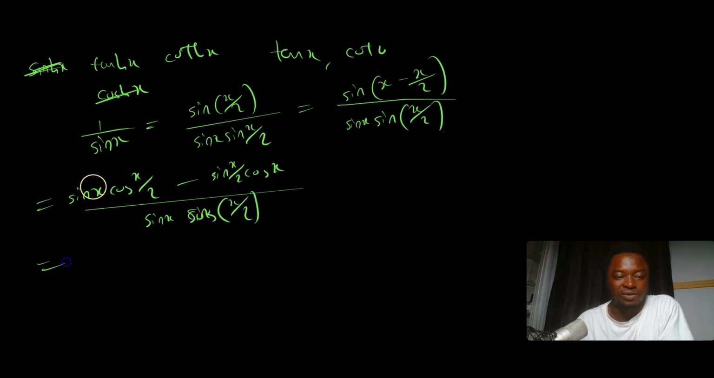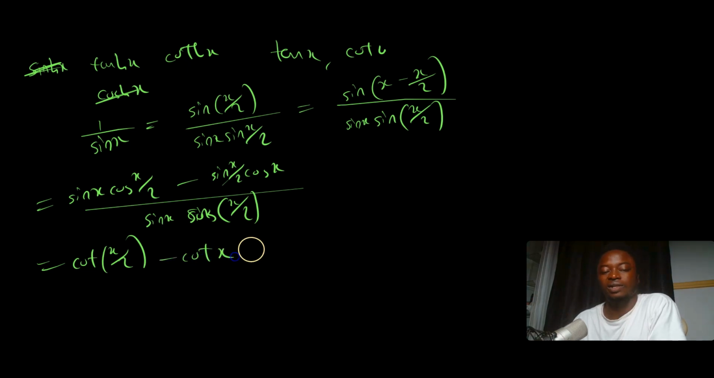So in this case, this cancels out. So you have a cosine and sine, so you have a cotangent of x over 2. So here they cancel out, and then you have minus cotangent of x. So you already have the series for cotangent of x.